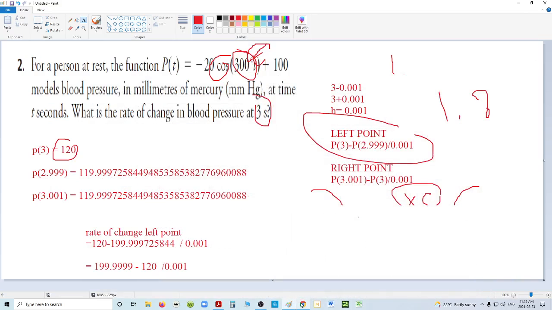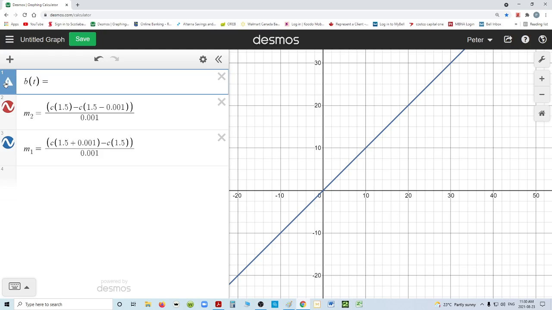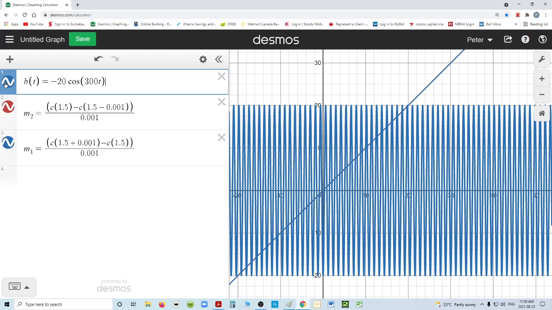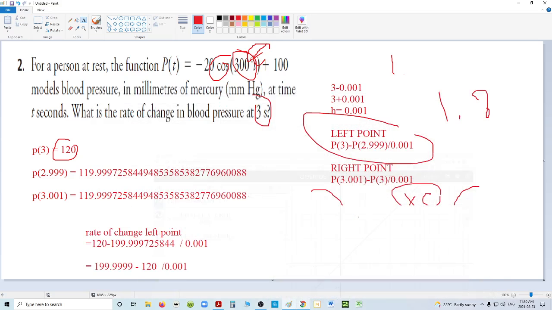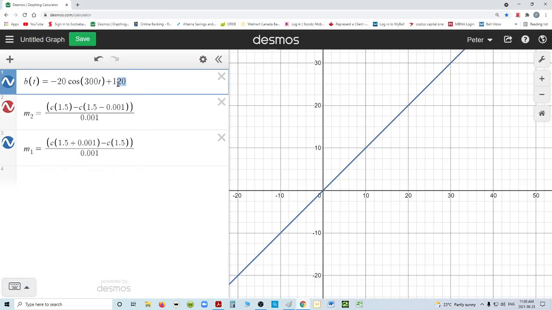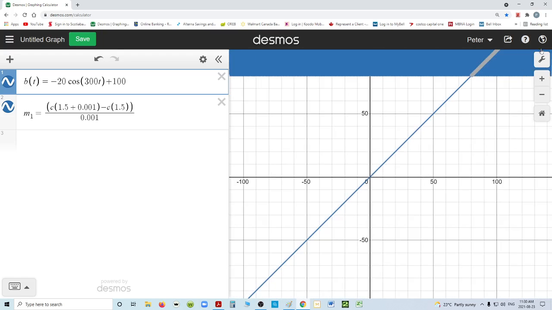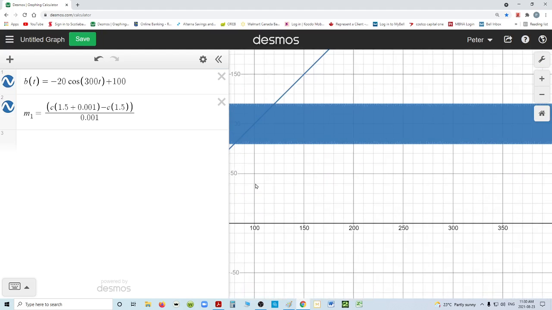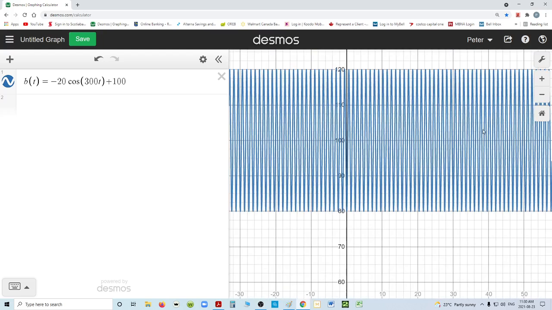If I'm to graph it, you get the same idea. Blood pressure based on time is equal to negative 20 cos 300 t plus, what was the plus? 120? Was that the plus? Plus 100. Very hard to see it. Get rid of this. Get rid of that. I'll just keep one of these. And it would help if I got rid of that. Yeah. So if you look at that, you see it's a sine curve that's repeating over and over again.